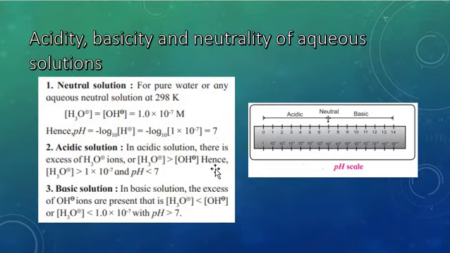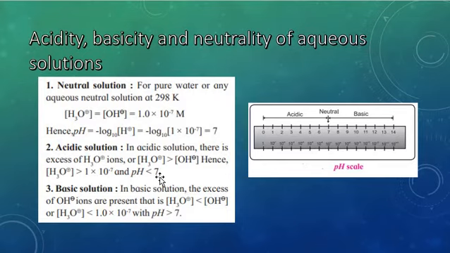Acidic solutions are those solutions where you will see hydronium ion concentration is way more than the hydroxyl ion concentration. So hydronium ion concentration is always greater than 10 raised to minus 7. So pH is always less than 7 in case of acidic solutions.